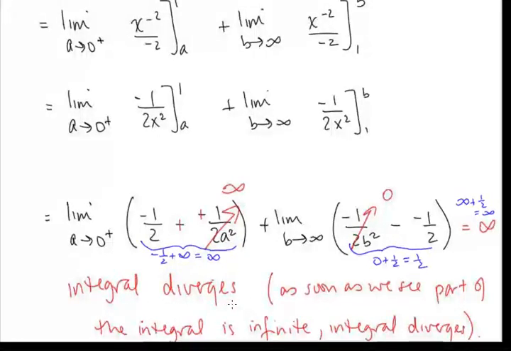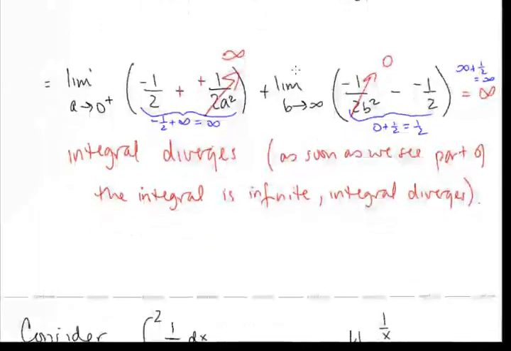But anyway, what I want to mention is that as soon as we see that one part of the integral diverges, we don't even have to compute the rest. As soon as we see one part of the integral diverges, we know that there's an infinite area around, and we're done. It diverges. So we didn't even have to compute this part to finish. We could just say, oh, it's infinity, diverges, done.